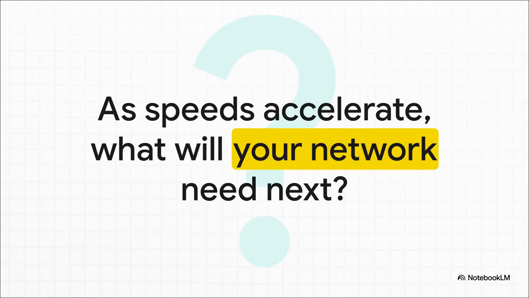And that's pretty much it. A simple 4-part framework: speed, distance, form factor, and compatibility. If you follow those steps, you can navigate the world of network connectivity like a pro. So now you have the playbook. The only question left is, as networks keep getting faster and faster, what will your network need next?